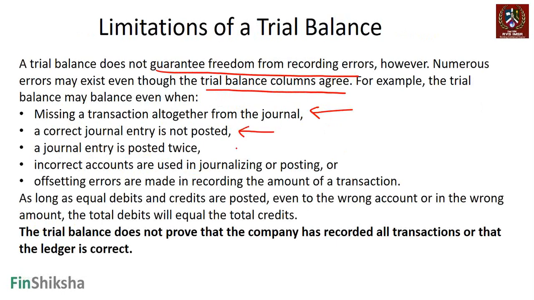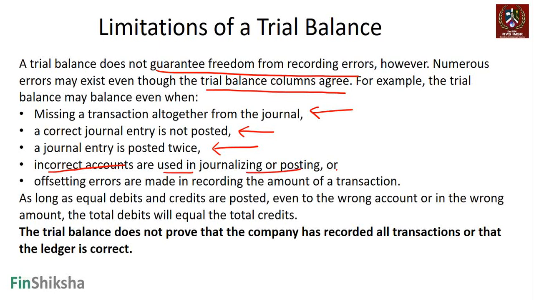Correct entry is not posted. Instead of 15,000, you wrote 12,000, right? So as long as both the sides have 12,000, it will get balanced again. A journal entry is posted twice. You put the same entry twice, thrice, multiple times. Incorrect accounts are used. Instead of cash, you use bank, for example, right?